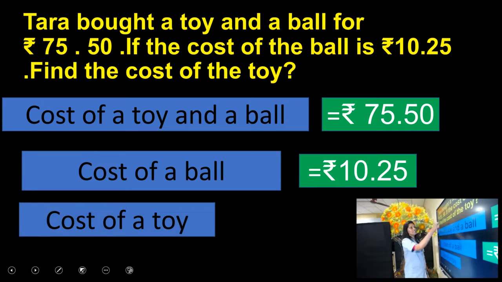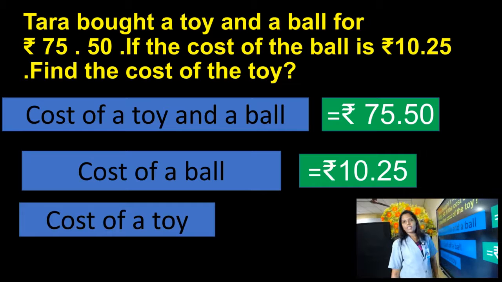Now what is the third step? That is the thing you have to find out. What is the cost of the toy? That is what you have to find out from this question. So you have to write cost of a toy. How will you find the cost of the toy? You just reduce the amount of the ball from the total amount. So you will get the cost of the toy.